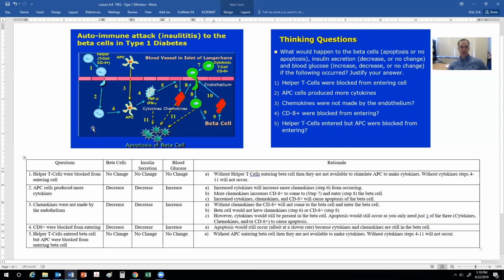What if helper T cells are entering the beta cell, but APCs were blocked from entering the beta cell? Well, without the APC entering the beta cell, there would not be any cytokines being made, and therefore steps 4 through 11 would not occur. You would not have cytokines, chemokines, or CD8 pluses in the beta cell, and therefore you would not have apoptosis of the beta cell, and you'd have no change in beta cell, insulin secretion, or blood glucose levels.